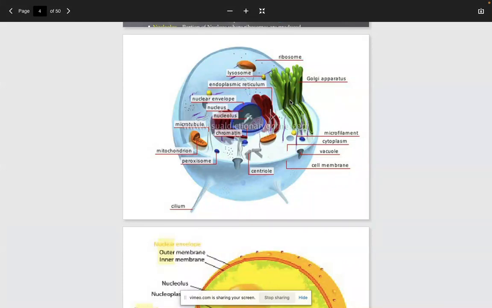These are just going to be compartmentalized structures that have specific functions. Like we talked about in lab, the Golgi apparatus was essentially like FedEx, right? This was the shipping center of the cell.